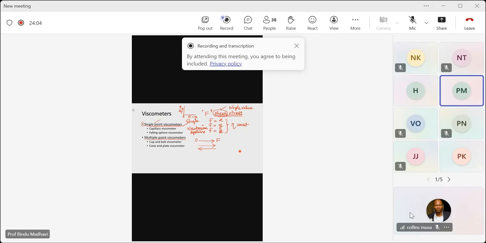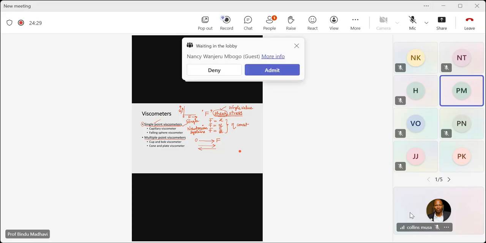They can be used to measure the viscosities of both. They can be used to measure the viscosities of Newtonian systems and also non-Newtonian systems, isn't it? Yes. You can measure the viscosity of a Newtonian system at a single point, or you can even measure at multiple points. There is no change. Single point can be used for only Newtonian systems. Multiple point viscometers are used for both Newtonian and non-Newtonian systems.